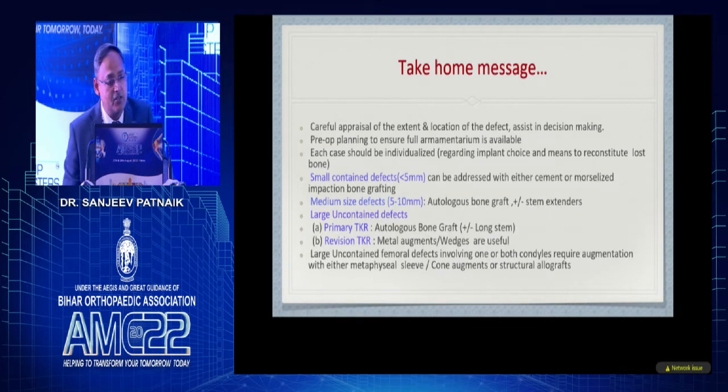So the take-home message: a careful appraisal of the extent and location of the defect will help in decision-making. Preoperative planning and templating is essential. Each case should be individualized. Smaller defects you can get away with cement or morselized impaction bone grafting. Medium defects of 5 to 10 millimeter you can get away with autologous bone graft plus or minus stem extenders. But if it's a large uncontained defect, you might require autologous bone graft plus or minus stem, and metal augments or wedges are useful. And a large uncontained femoral defect involving one or both condyles will require augmentation with either metaphyseal sleeve, cone, augments or structural allograft.